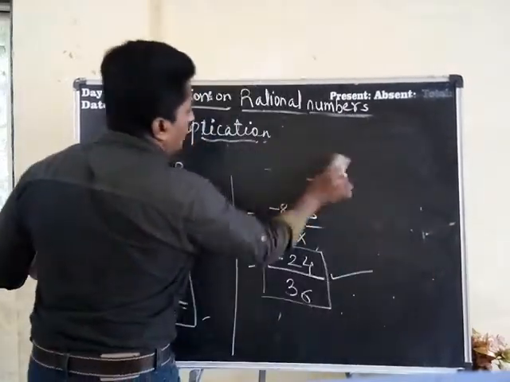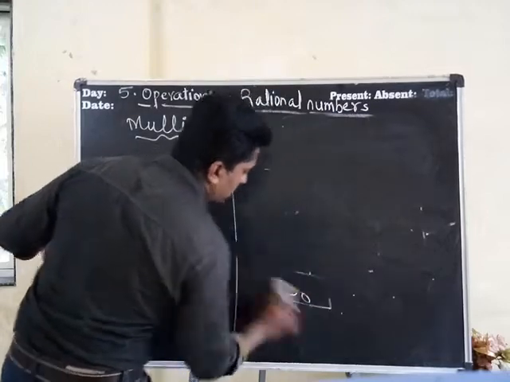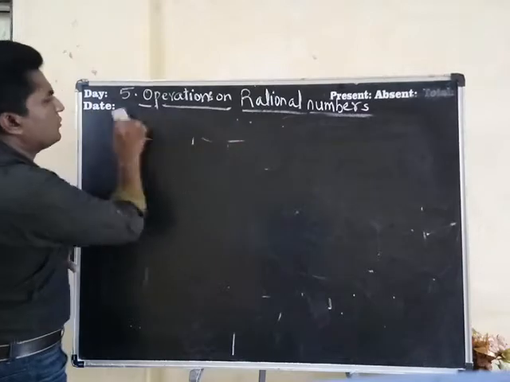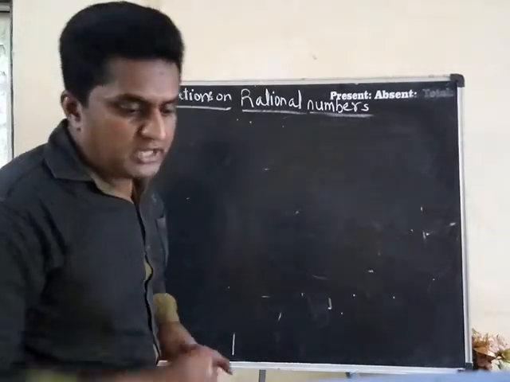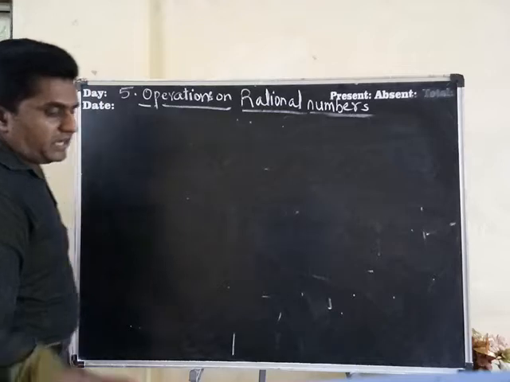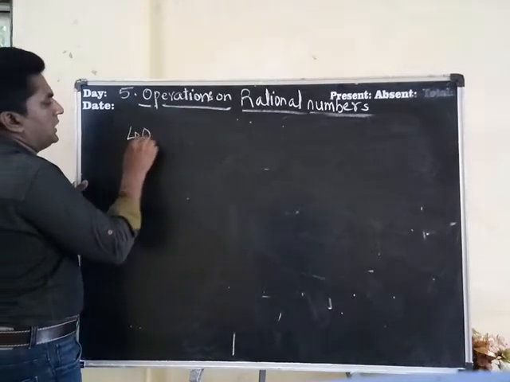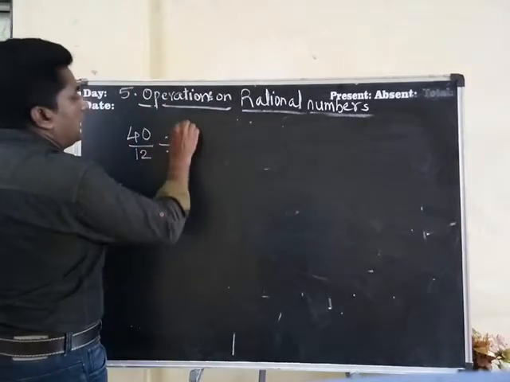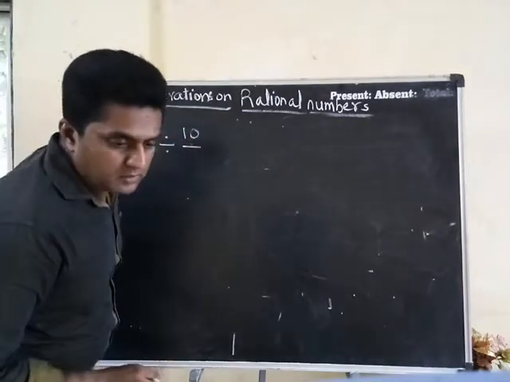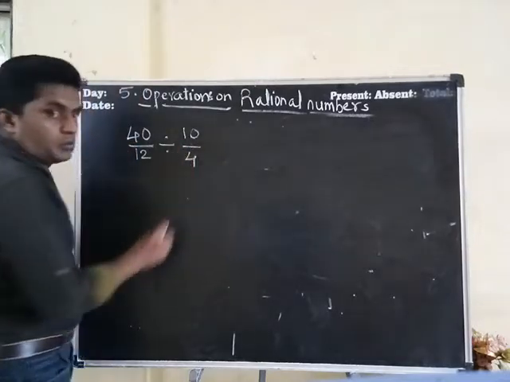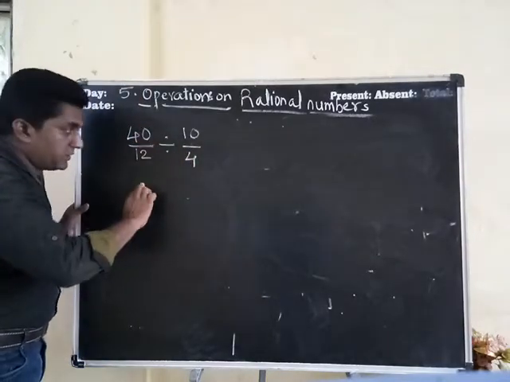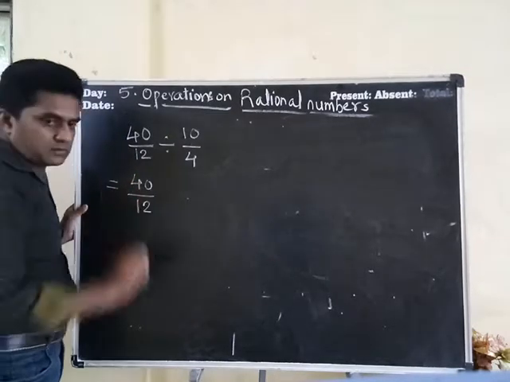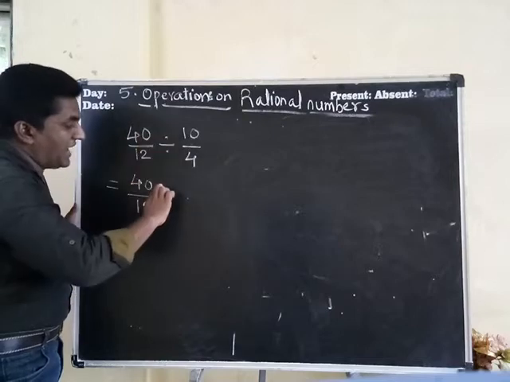Let us see what is the meaning of division of rational numbers. So here, for division of rational numbers, very easy it is. My first sum is 40 upon 12 divided by 10 upon 4. What to do? First copy the fraction number 1. I will copy it as it is. 40 upon 12. What I did? First fraction as it is.